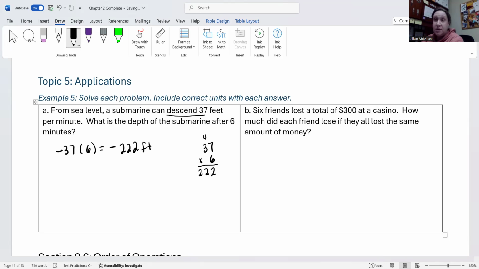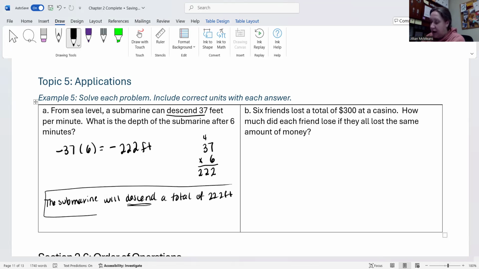Now, you could say the submarine is at a depth of negative 222 feet as your description, and that would be fine. You could also word this in such a way where you keep your number positive. The negative in negative 222 is part of a description. So I could say something like, the submarine will descend a total of 222 feet. So in this case, even though we know our answer is negative, I use the word descend here, which takes care of that negative.